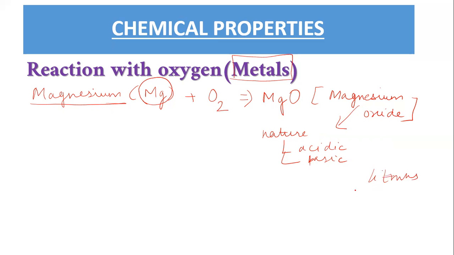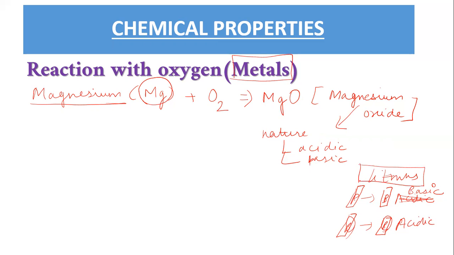You know litmus paper, there are two types of litmus paper, red and blue. When blue litmus paper turns to red, we say that the substance is acidic in nature. But when red litmus paper has turned to blue, sorry, this is not acidic, this is basic. So sorry for that mistake. This is how we make use of litmus paper.